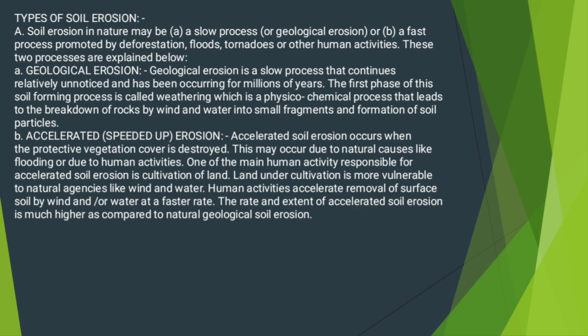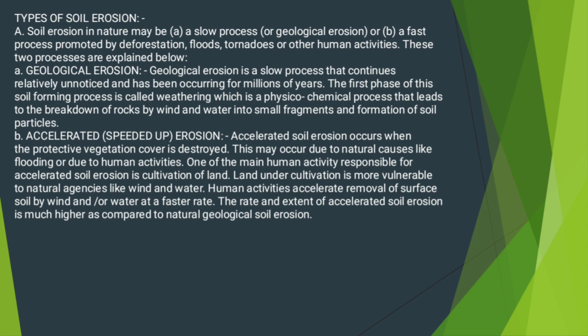We have types of soil erosion. Soil erosion in nature may be a slow process or a fast process promoted by deforestation, floods, or other human activity. These two processes are explained below. Number one, we have geological erosion, and the other one is accelerated erosion.